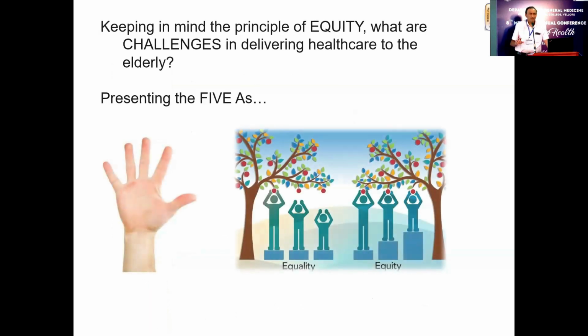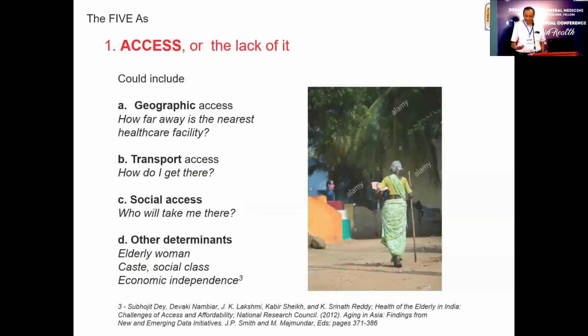So keeping in mind this, I just picked this diagram up. I, at this time, did not know that the logo of this conference is very similar to this, which is if we think of equity and actually making access to healthcare more available to those who need it more than being equally available to all, what are the challenges in delivering healthcare to elderly people? So I call them the 5 A's, just for us to be able to recollect what they are. First, of course, is the problem of access.